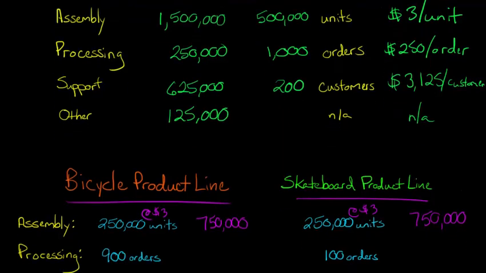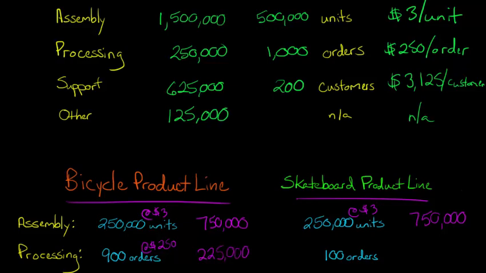Now we look at allocating the processing costs, the cost of processing the orders. Let's say that for the bicycle product line, we have 900 orders, and for the skateboard product line, let's say it's 100. When we allocate this, we go back to our rate, and that's $250 an order that we calculated before. So we take 900, multiply it by 250, and that's going to give us $225,000.